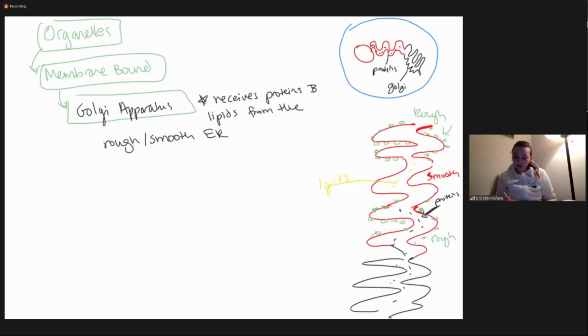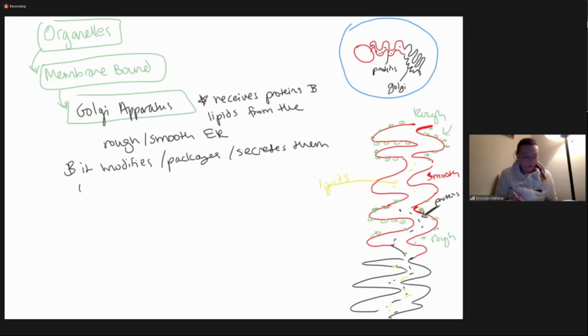So once it gets over here to the Golgi, the Golgi is going to receive proteins and lipids. So that's why we say receives proteins and lipids. And it modifies, packages, and secretes them out of the cell into secretory vesicles. So that's how they leave the cell.